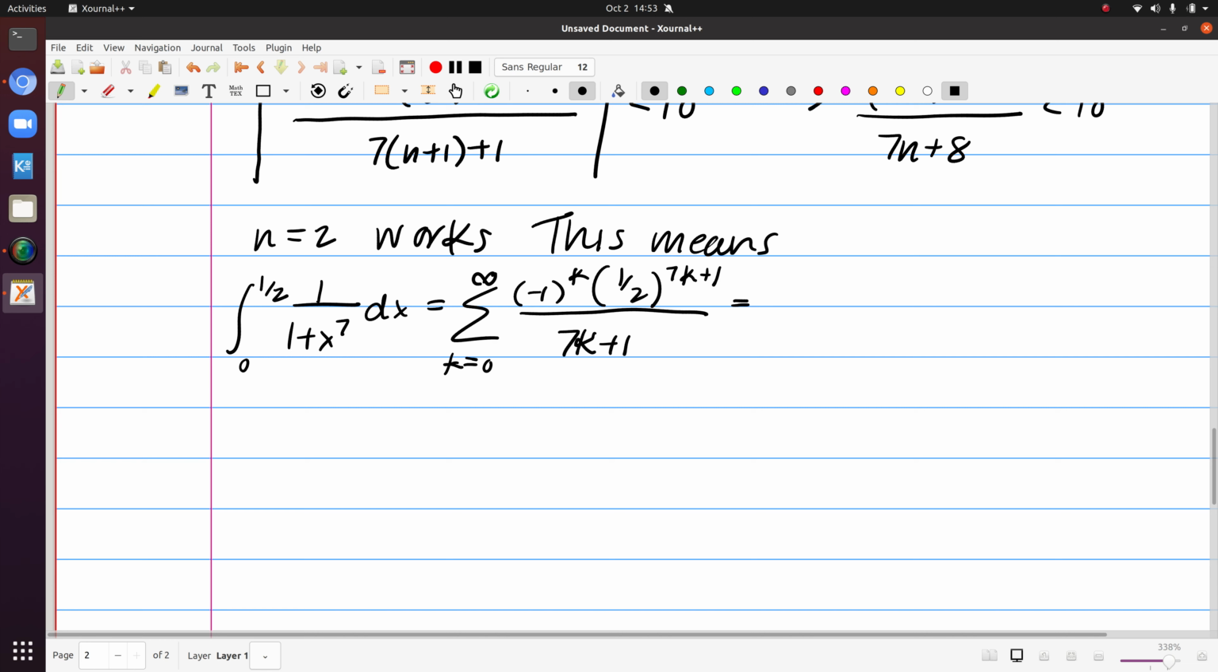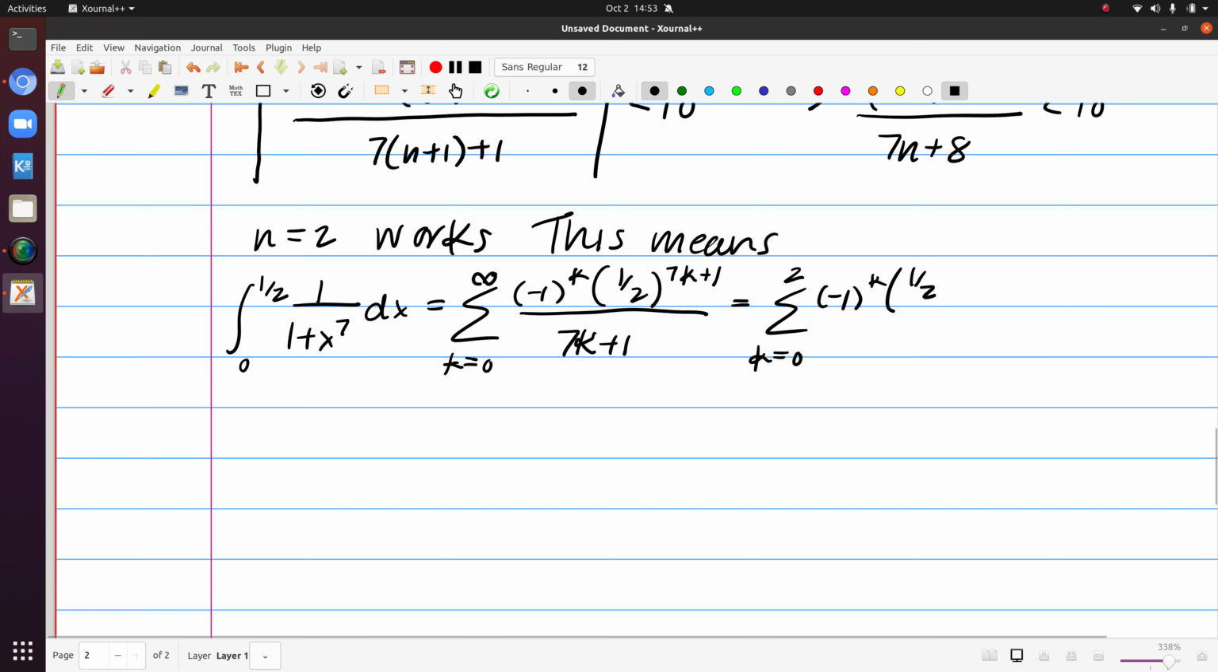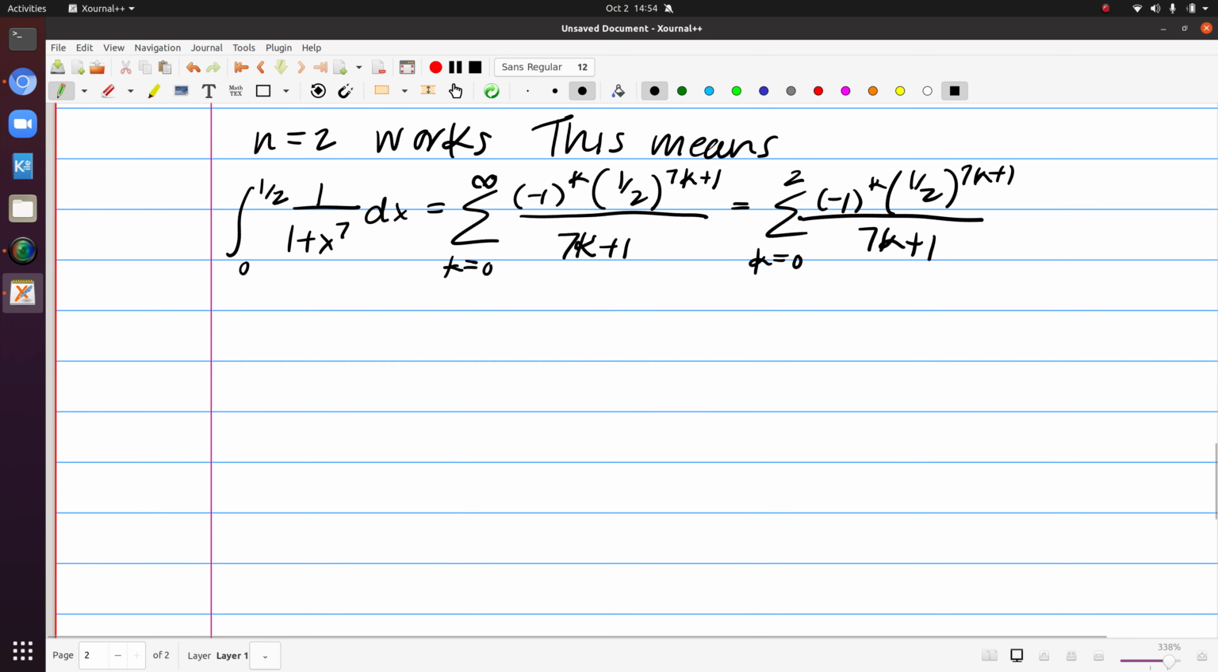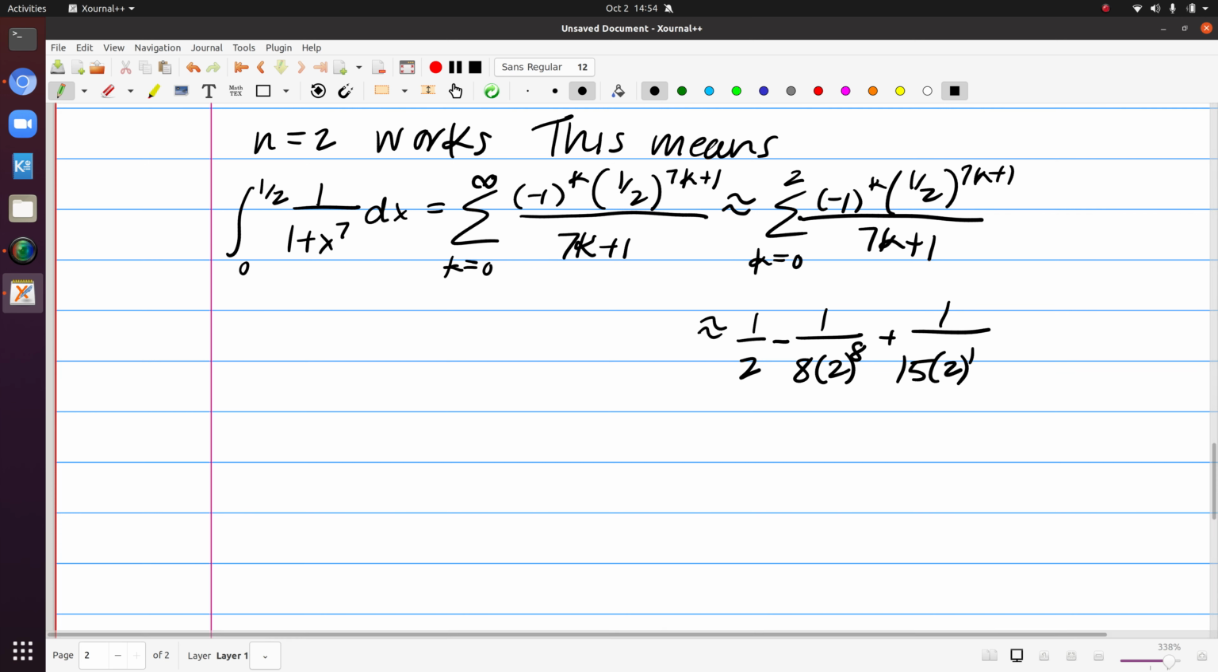So that looks like, again, this. Now, one thing I'll point out is because this sum starts at k equals 0, even though we have n equals 2, this will result in 3 terms. The k equals 0 term, the k equals 1 term, and the k equals 2 term. And again, I should be careful that this is approximated. So these two sums are not equal. And we're saying then that this is approximately the first 3 terms. So 1/2 minus 1 over 8 times 2 to the 8th plus 1 over 15 times 2 to the 15th.